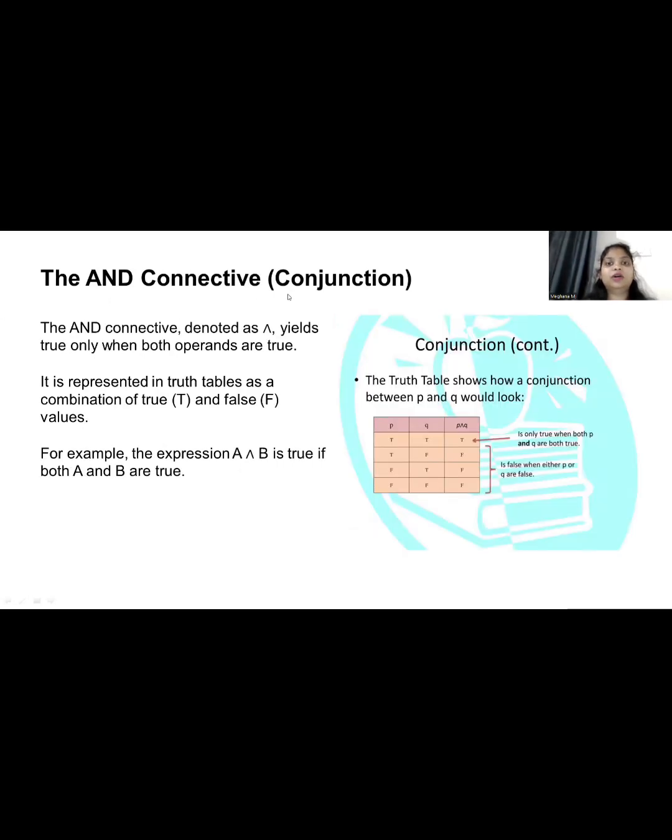The and connective, or it is called a conjunction. The and connective, denoted by the symbol, yields true only when both operands are true. It is represented in truth tables as a combination of true and false values. For example, the expression A and B is true if both A and B are true. The truth table shows how a conjunction between P and Q would look. It is only true when both P and Q are true. It is false when either P or Q is false.